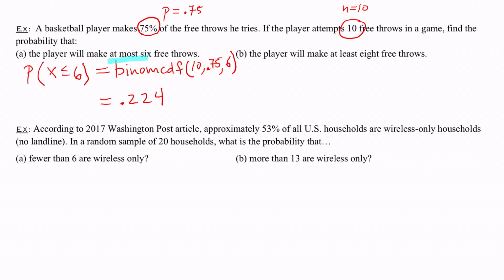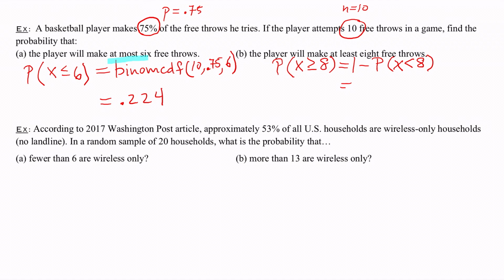Part B, the player will make at least 8 free throws. So let's try and write the inequality statement that goes with that. So at least 8 means that x is 8 or more, so greater than or equal to 8. Now remember, if it's greater than or equal to, we want to use the complement. In this case, the complement would be that x is less than 8.